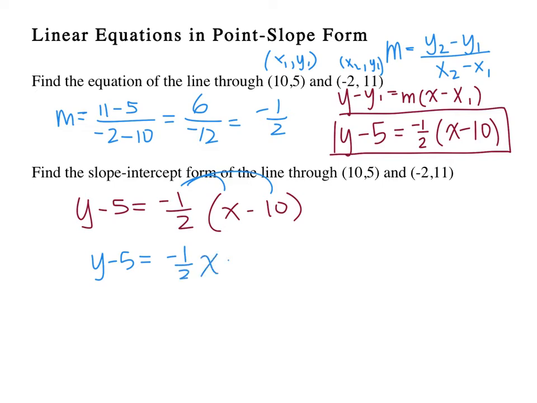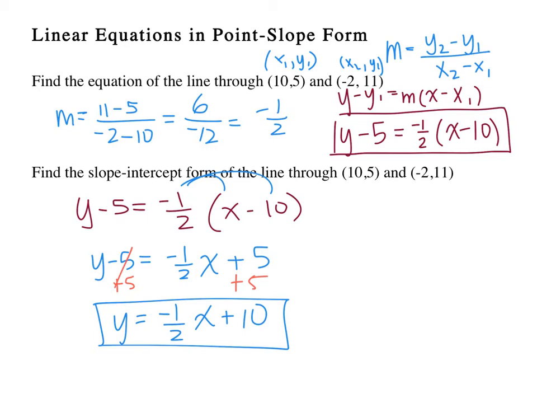Negative 1/2 times 10, negative 10 is going to be positive 5. Okay, now adding 5 to each side to isolate y. Y is equal to negative 1/2 x plus 10. So both of these equations describe the same line, but they're just in two different forms. And just a note, if you had chosen to use negative 2 and 11, it would have given you the same answer for the slope-intercept form.